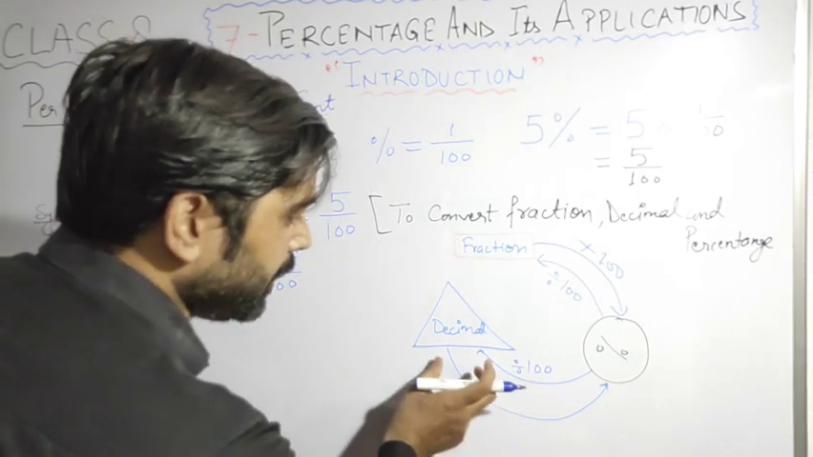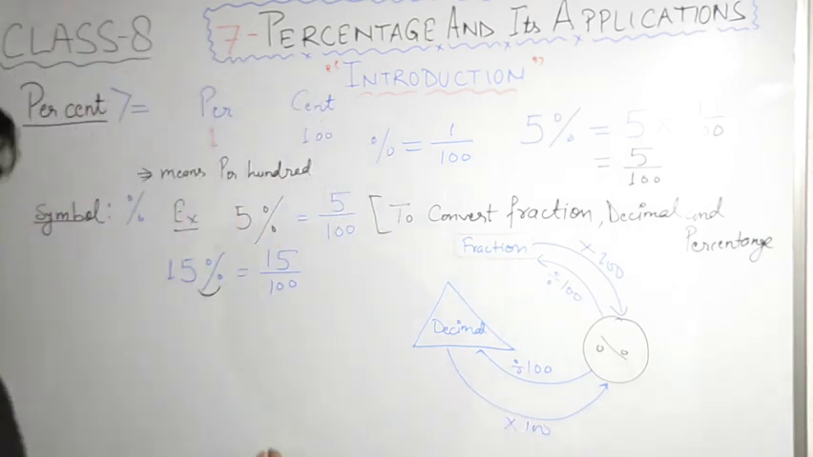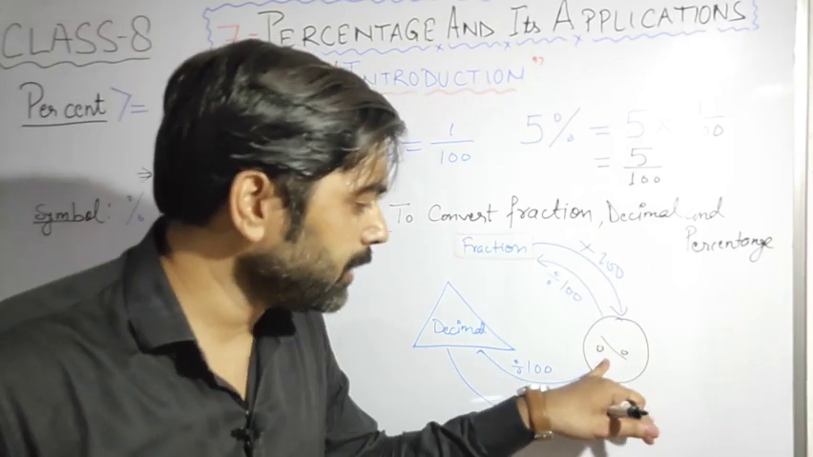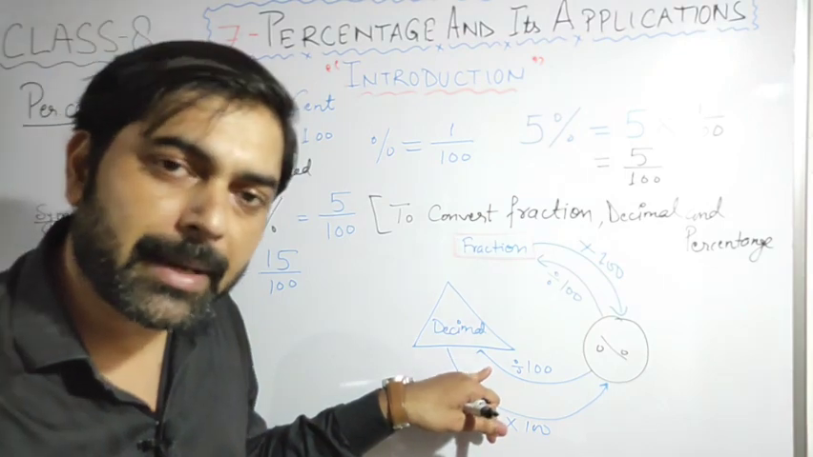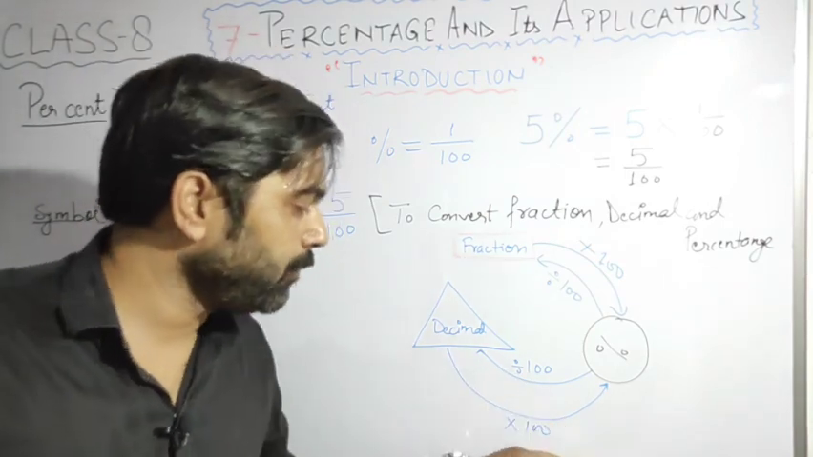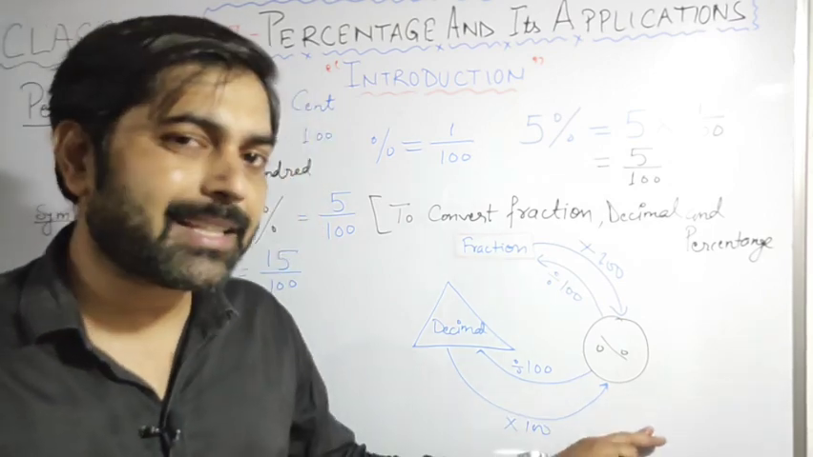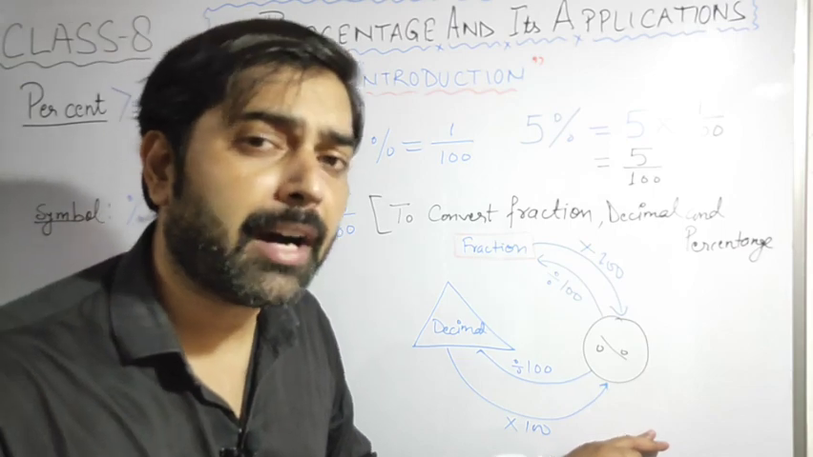And how we can convert any decimal into percentage? Multiply by 100. Sorry, how we can convert any percentage into decimal? Divide by 100. How will we do it? Divide by 100. And how we can convert any decimal into the percentage? By multiplying by 100.